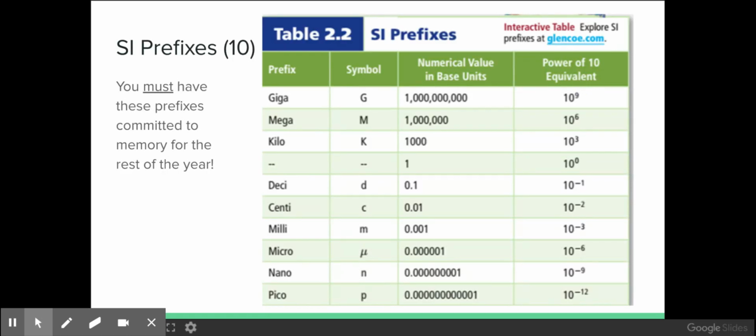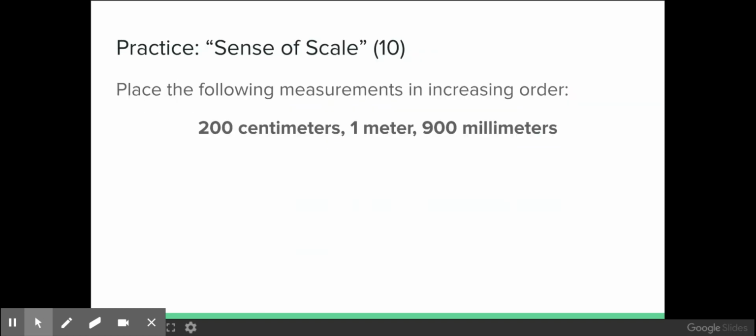These SI prefixes that I have in this table, you don't have to memorize them right now, but you will have to have them memorized by your first test and for the rest of the year. You should understand which units are bigger, which units are smaller. How many of one larger unit make up a smaller unit? This table summarizes those equivalencies, and these are the only prefixes that we're going to hold you accountable for this year. But really, you should just have a better sense of scale.